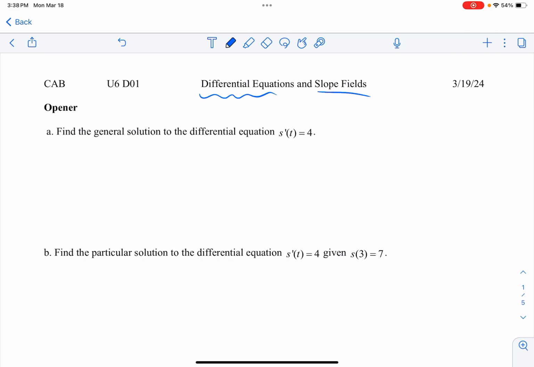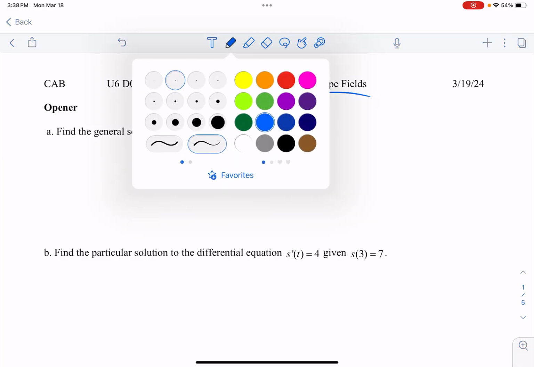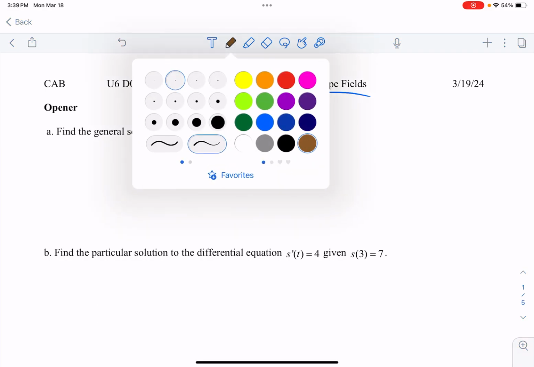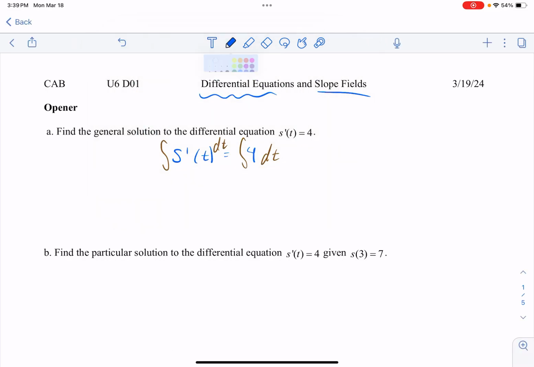And we've actually done problems like this before, where you're given a differential equation and you have to find the general solution. All this means is a differential equation is an equation of a derivative. All you have to do is take the integral of both sides with respect to t in this case, because it's s of t. And on the left side, the integral of s prime is s. And on the right side, the integral of 4 is 4t plus c.